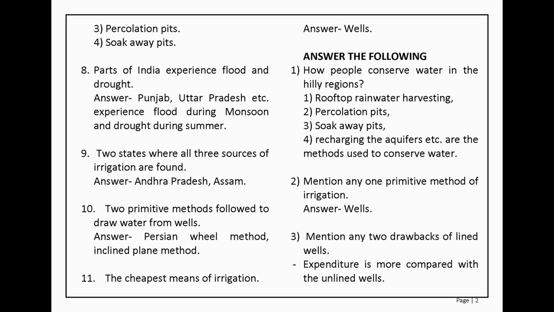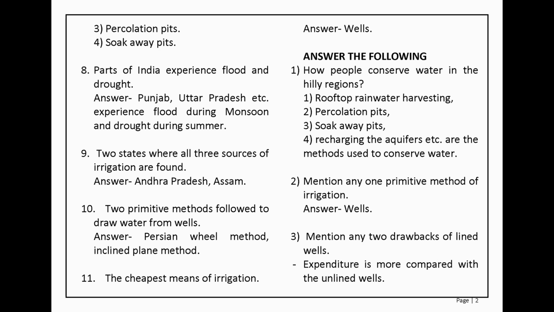2 states where all 3 sources of irrigation are found. Answer, Andhra Pradesh, Assam. 2 primitive methods followed to draw water from wells. Answer, Persian wheel method, inclined plane method. The cheapest means of irrigation. Answer, wells. Answer the following.